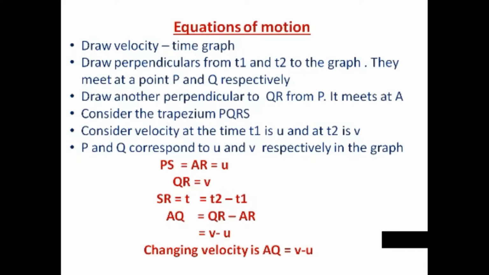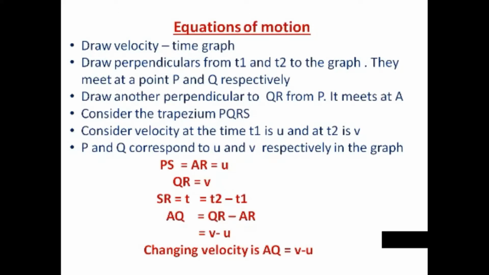And draw a perpendicular from T1 and T2 to the graph. They meet at points P and Q respectively. Next, we take T1 and T2 from the x-axis. Considering T1 and T2 in the x-axis, draw perpendiculars from T1 and T2. The meeting points of T1 and T2 with the velocity time graph are noted as P and Q.